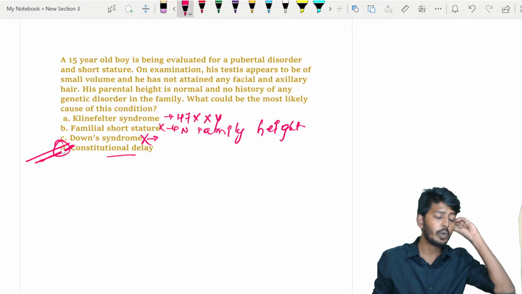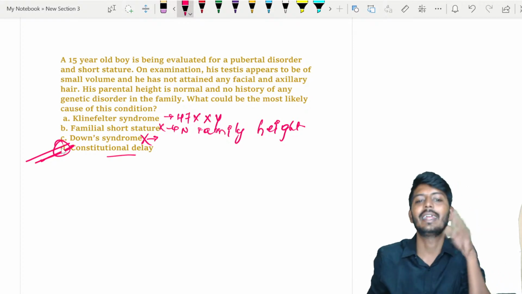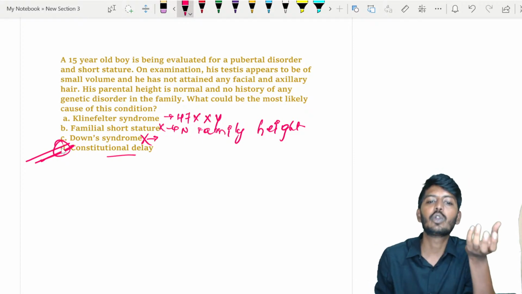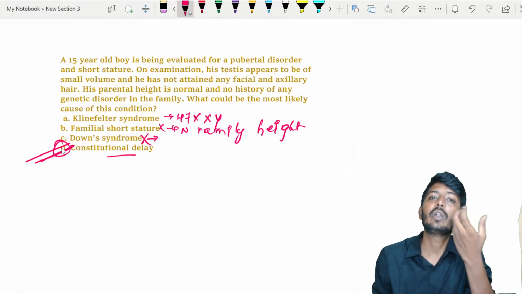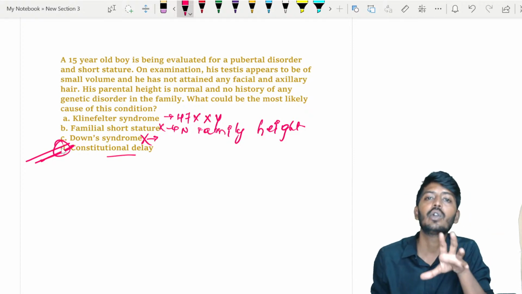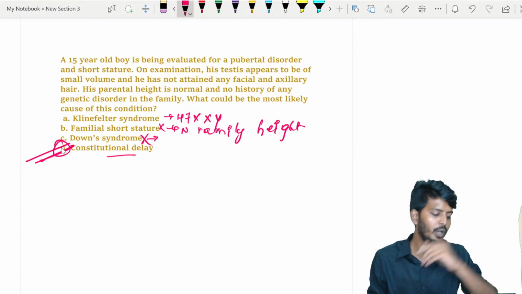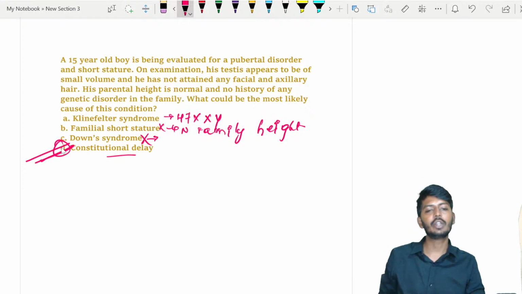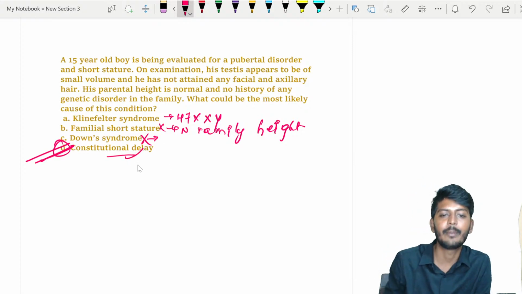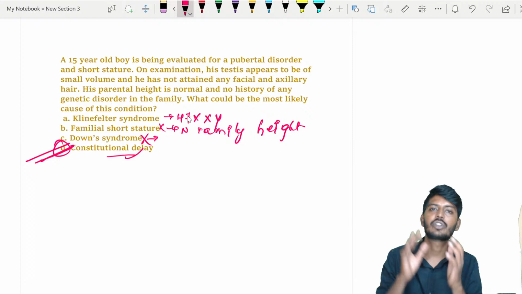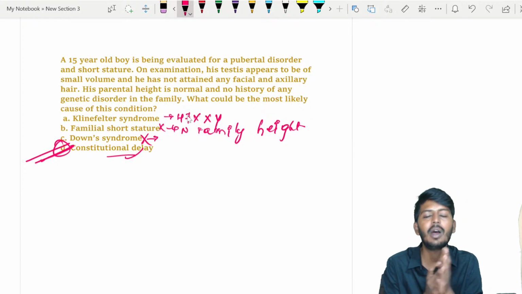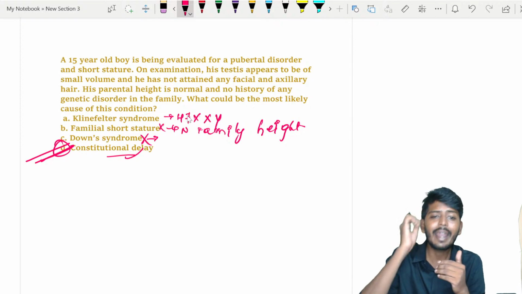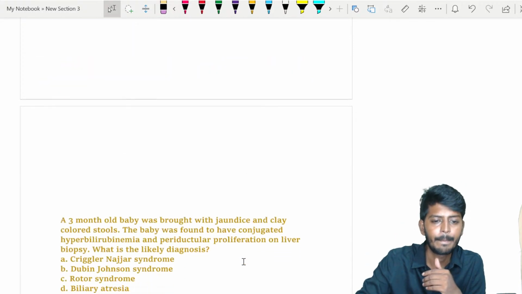Okay, so why am I doing this rule out method? I could have gone directly to constitutional delay, but the same technique you should be able to apply tomorrow if you don't know your answer directly: apply the method of ruling out one by one. You'll easily understand. That will be your constitutional delay. Constitutional delay children will have short stature, small gonads, and no facial and axillary hair, and this is called constitutional delay.